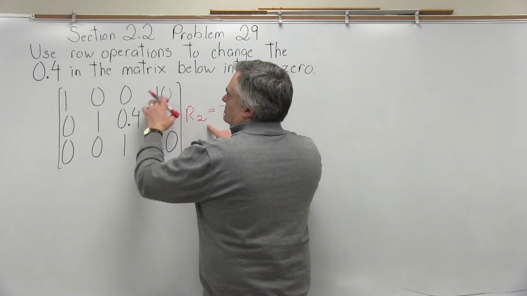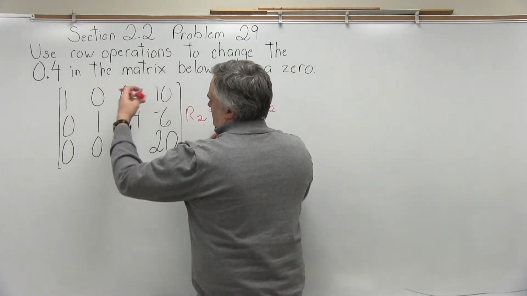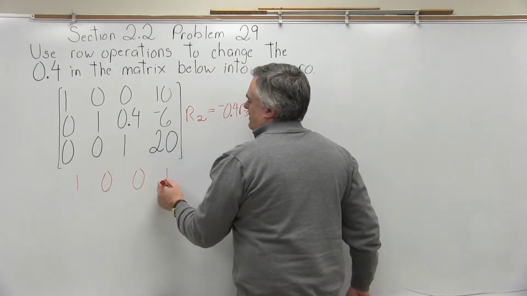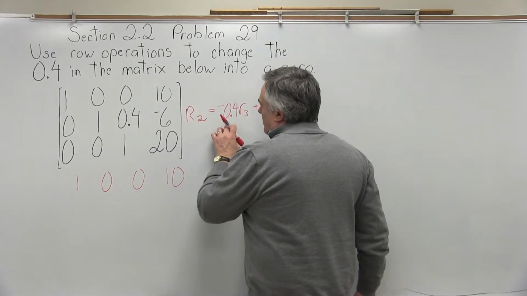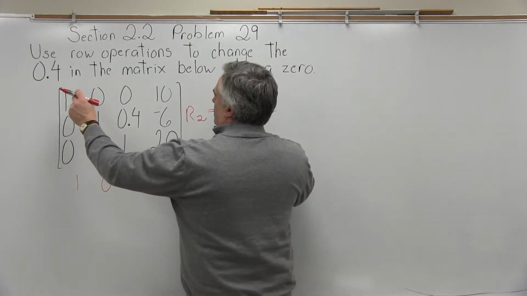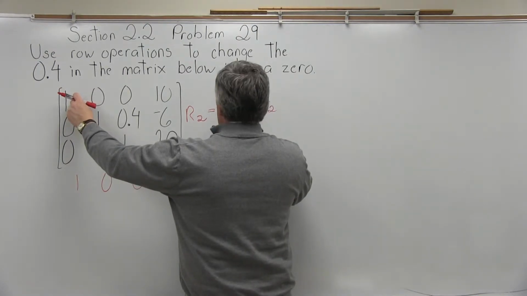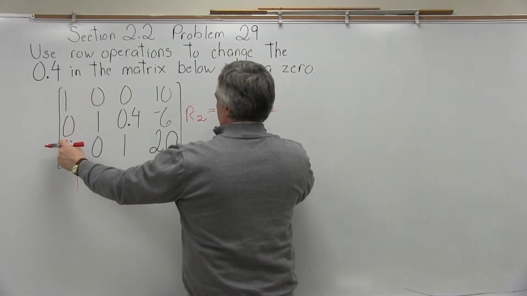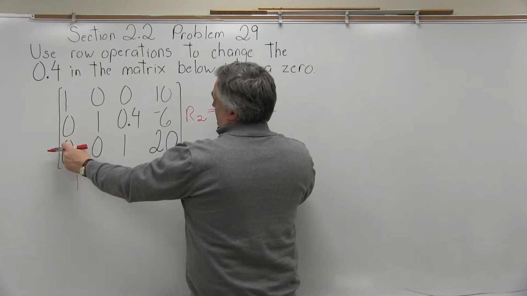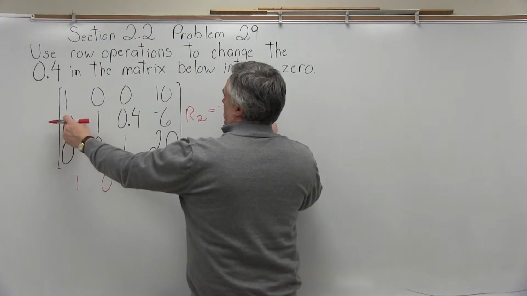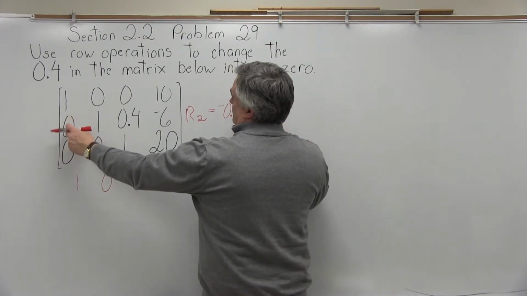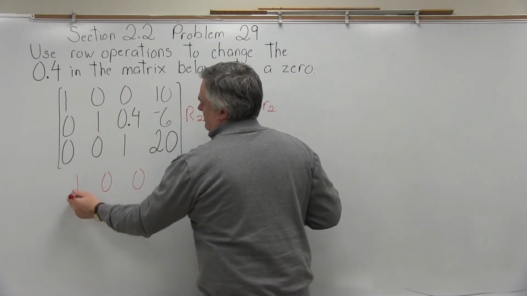I'm making a new row 2, so row 1 won't change. It's 1, 0, 0, 10. It will just stay 1, 0, 0, 10. Now, I am making a new row 2. That's going to change. So I have negative 0.4 times row 3. So negative 0.4 times 0. And I'm going to add to row 2. So I make a 0 and I add another 0. 0 plus 0 is 0.